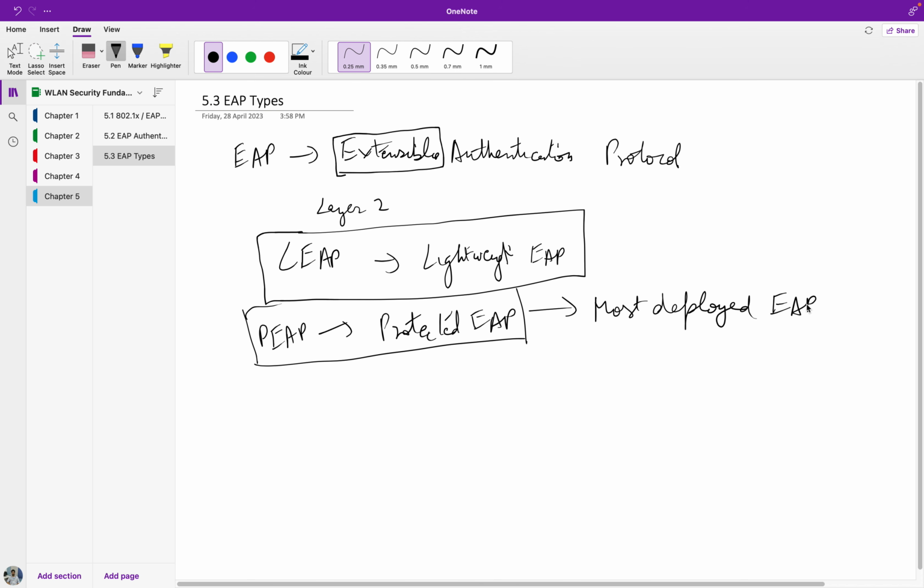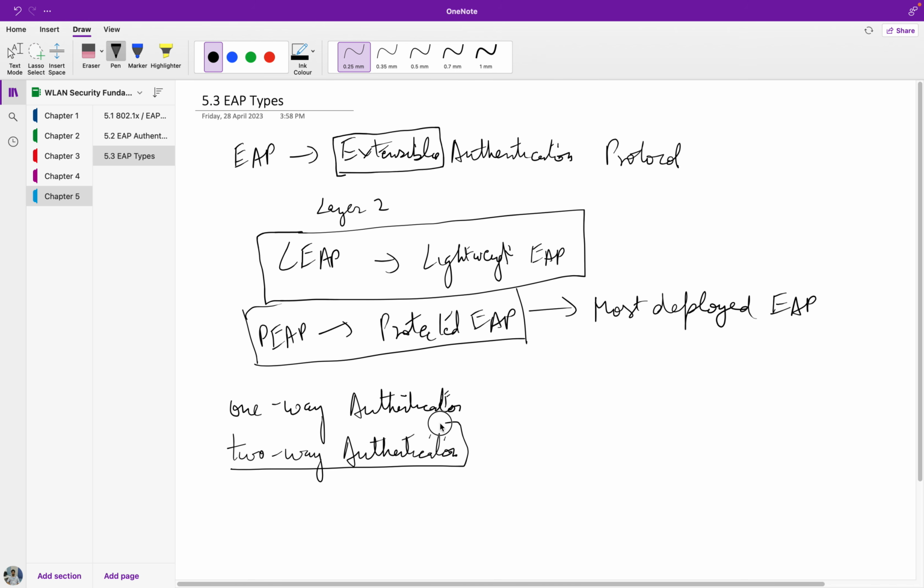Some sort of EAP authentication provides one-way authentication, the server validating the client's credentials, but there are some others that provide two-way authentication. That's called mutual authentication. So both types of EAP exist. One will do one-way authentication, and the others will do two-way authentication. And again, this is the most common.